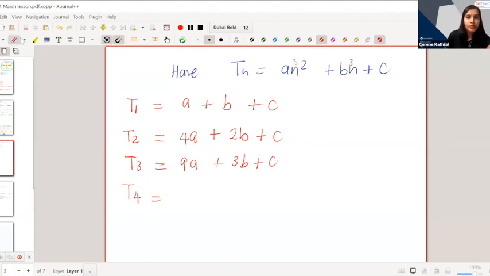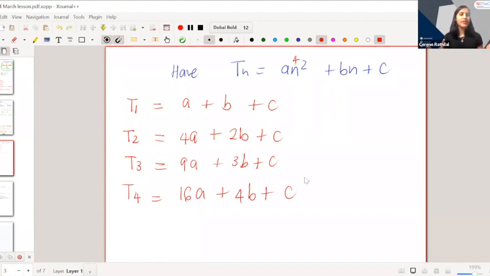And then let's repeat it for T4. So now I put 4 in there. So it's a times 4 squared. So that's 16a plus 4b plus c. Now you must be wondering, why on earth am I doing this? For a very good reason. We are trying to determine what a, b, and c are. So now let's write down these terms.